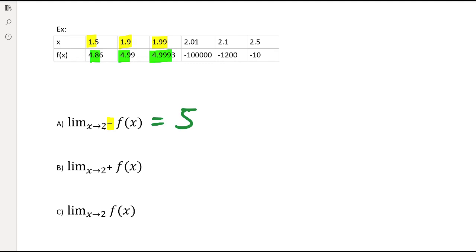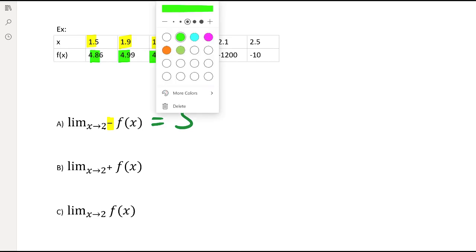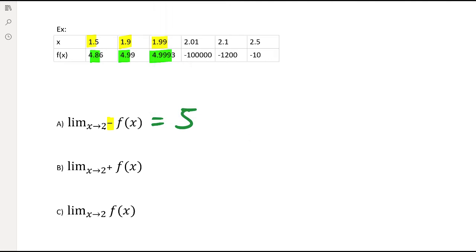Why did I not consider what happened at 2.01? That's because 2.01 is not to the left of 2. 2.01 is to the right of 2. And in fact, that's what part B is asking for. Find the limit as x approaches, let's say 2, positive 2, from the right.